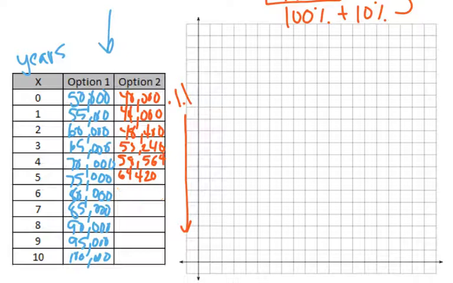hold on. After 64,420, we have 70,862. Then 77,948. Then 85,743. Then 94,317. And then 103,749. Okay.